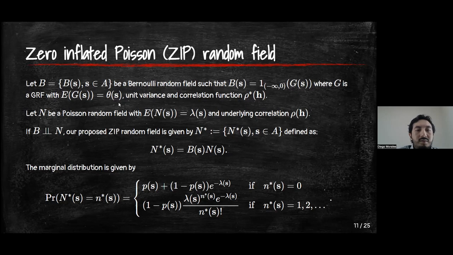Then we define a Poisson random field as we did before, with the expectation of the exponential random field given by lambda s and another correlation function rho h. If the Bernoulli random field and the Poisson random field are independent, we can define a zero inflated Poisson random field as the product of the Bernoulli and the Poisson random field. The marginal distribution is the usual distribution for a zero inflated Poisson. This distribution depends on p_s, the probability of obtaining a zero in the Bernoulli random field.